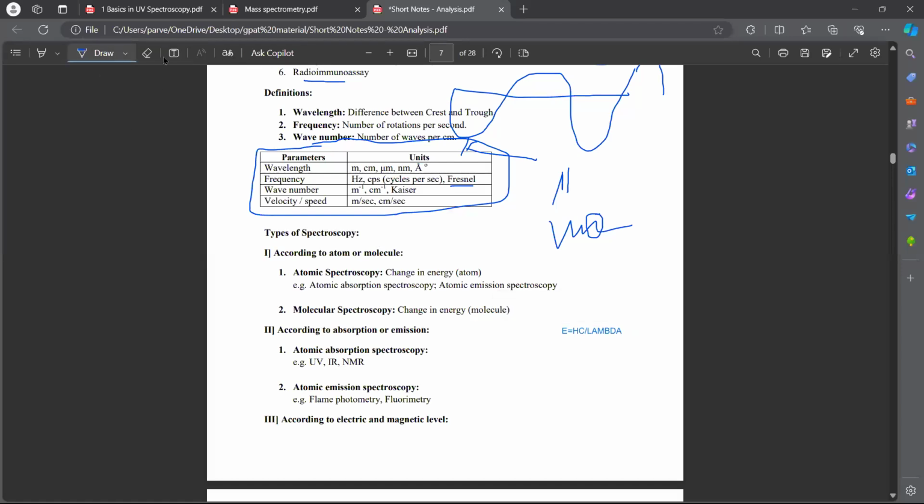And another equation which is very important is frequency. Frequency is equal to C divided by wavelength. So C is nothing but the speed of light, which is 3 into 10 power 8 centimeter per second. And this is, frequency is equal to C by wavelength.